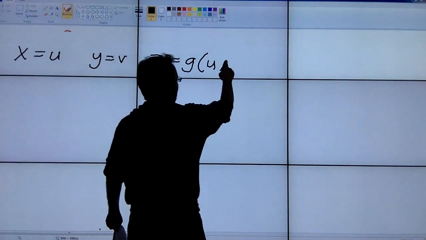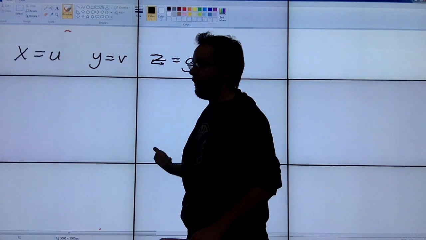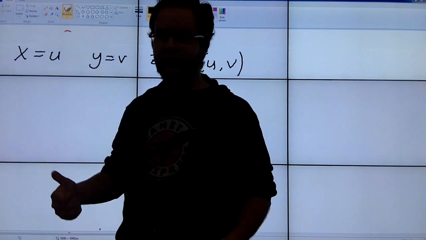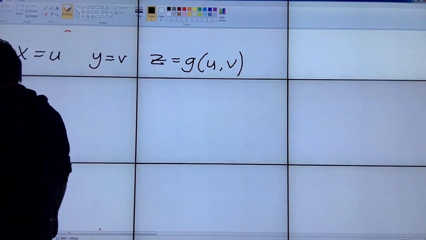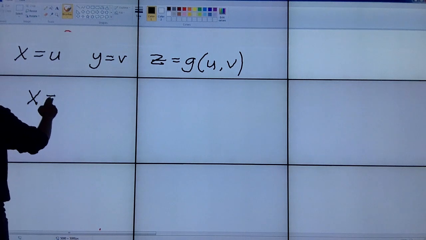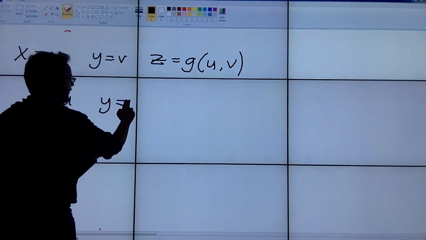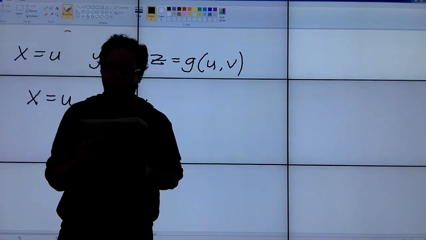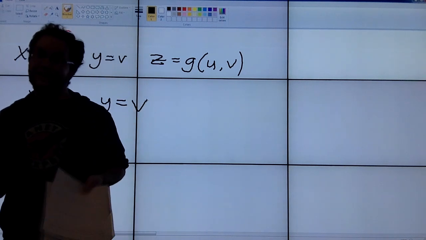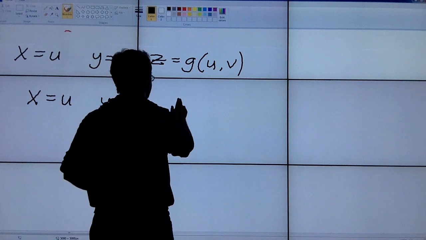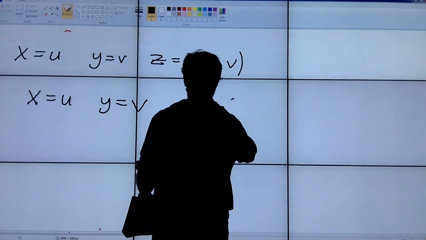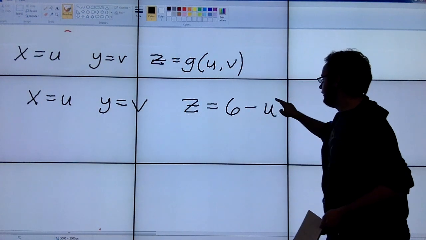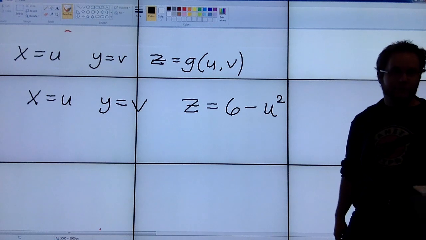G of u, v. All it means is you plug in u when you see an x and v when you see a y. For this problem, as usual, x equals u, y equals v. Our equation relating z to x and y is z equals 6 minus x squared, so instead we say z equals 6 minus u squared. This is a parameterization for the surface of the parabolic cylinder.